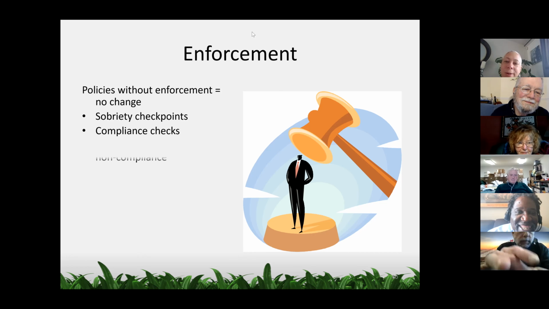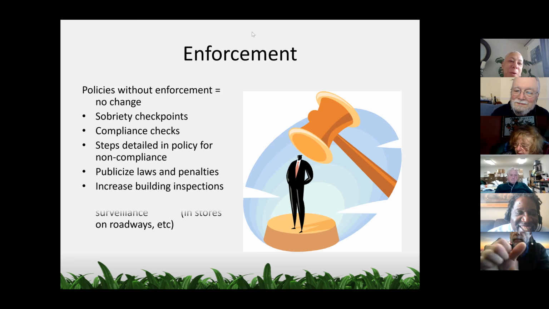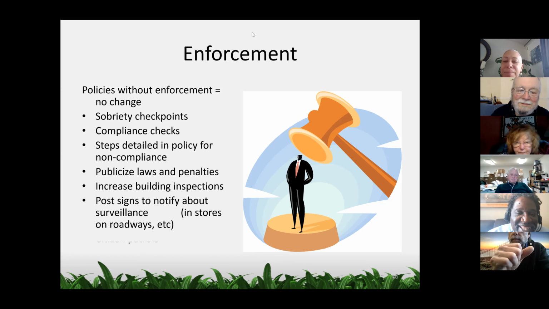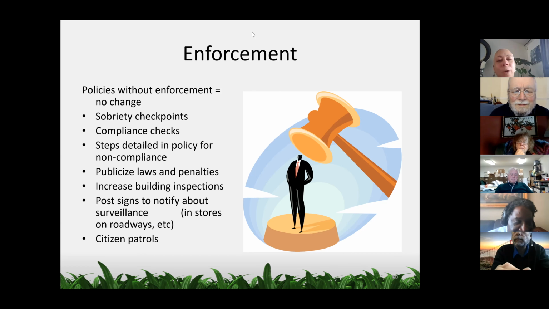Policies without enforcement equal no change, right? Because nobody's enforcing it. People are going to continue to do the same thing. That's law enforcement and social enforcement. This doesn't have to be law. It can just be a policy in my house. Sobriety checkpoints, compliance checks, steps detailed in policy for non-compliance.